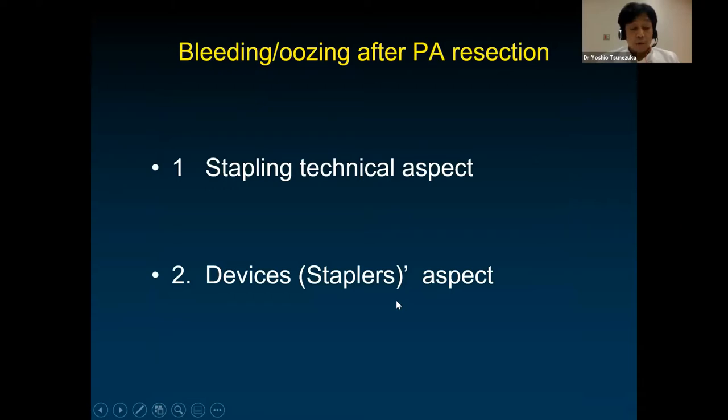So bleeding or oozing from pulmonary arteries after stapling has multiple causes. Mainly, I think the significant aspects are the surgical stapling technique and the stapling device itself.